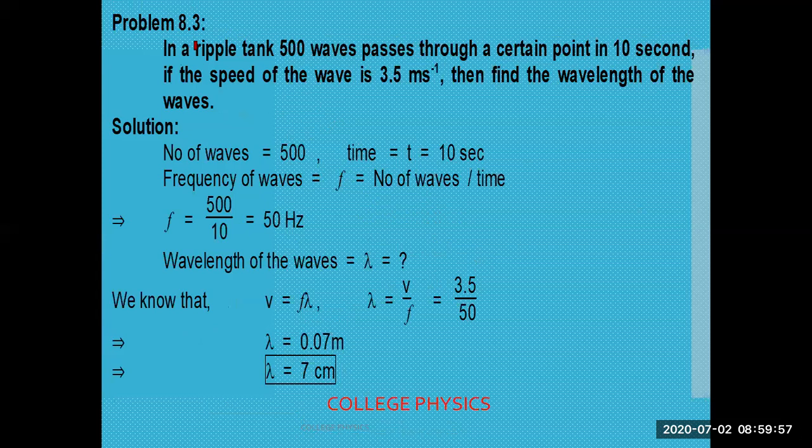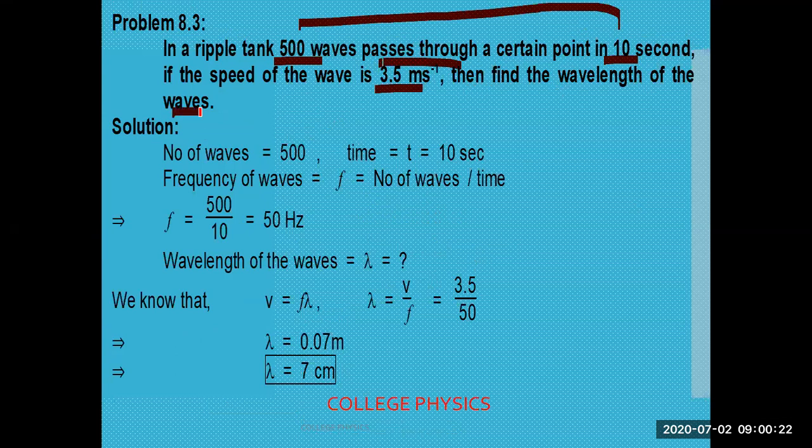So here it is. In a ripple tank, 500 waves pass through a certain point in 10 seconds. These are the number of waves passing per unit time, so basically, up to this point, this is the frequency. If the speed of the wave is 3.5 meters per second, then find the wavelength of the wave. So we are asked to calculate the wavelength.